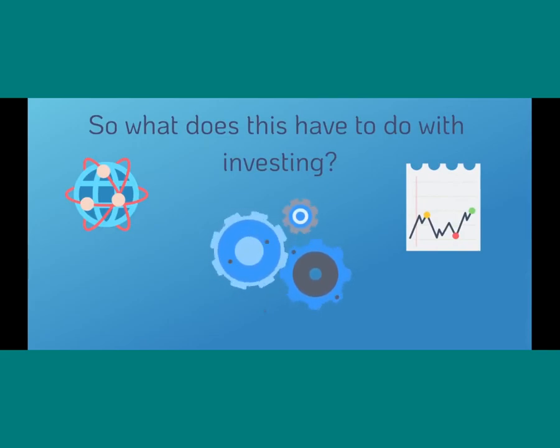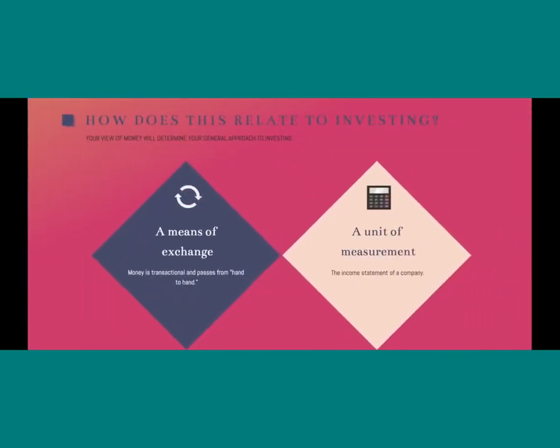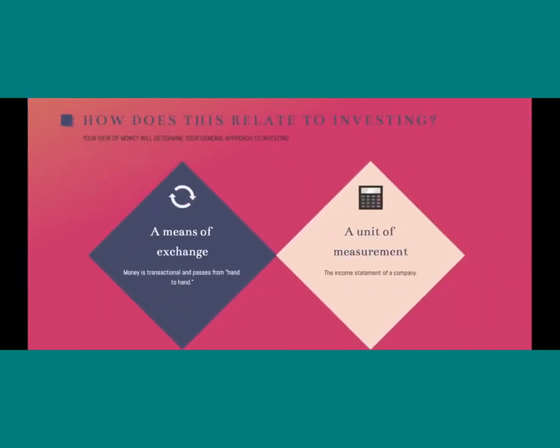Now, what does this all have to do with investing? So that's the $64,000 question. In essence, your view of money is really going to determine your approach to investing, how you invest, and what you invest in. Your goal as an investor is to make money. And if you want to make money, you're going to invest in companies that also make money. You're not going to put your money into a business that you think is going to lose money or that's going to be a flop.